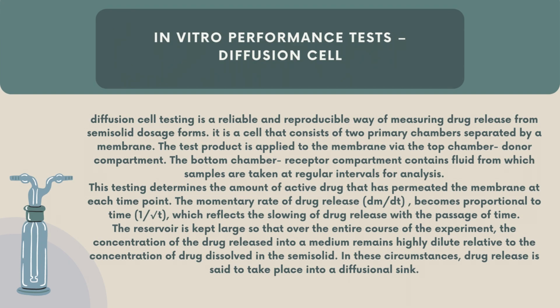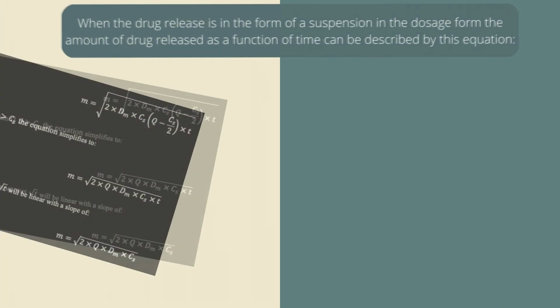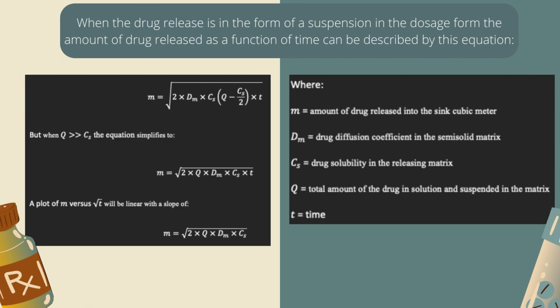The momentary rate of drug release becomes inversely proportional to time, which reflects the slowing of drug release with the passage of time. The reservoir is kept large so that over the entire course of the experiment, the concentration of the drug released into the medium remains highly dilute relative to the concentration of drug dissolved in the semi-solid. In these circumstances, drug release is said to take place into a diffusional sink. When the drug is in the form of a suspension in the dosage form, the amount of drug released as a function of time can be described by this equation.